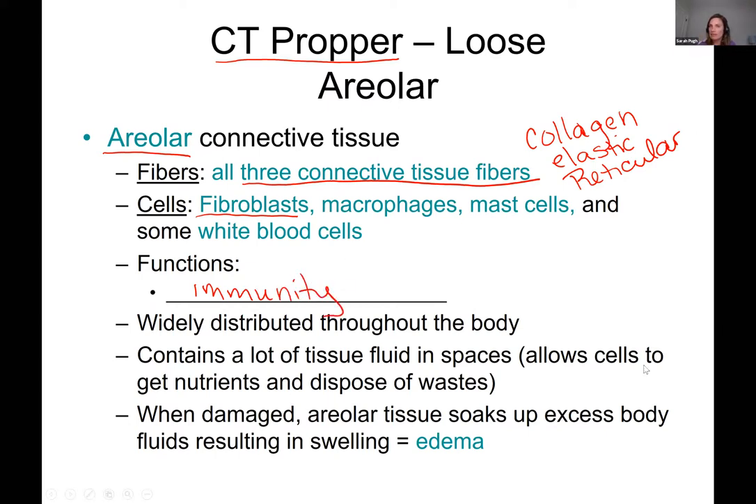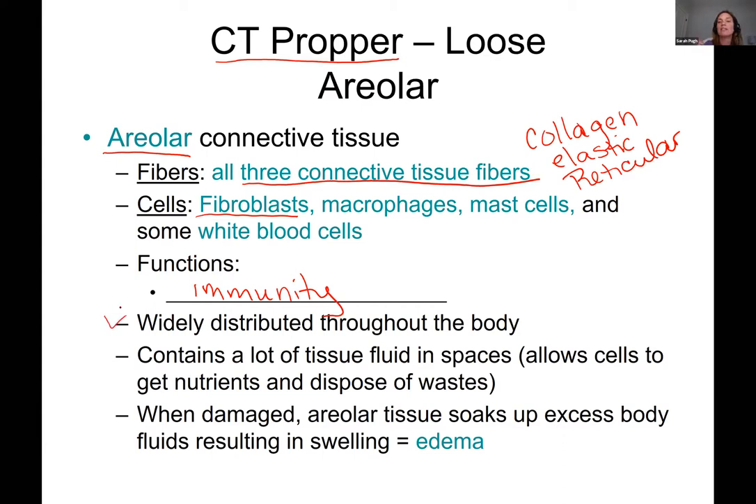Where do we find it? Everywhere. If its function is immunity, we're going to find it pretty much everywhere. Where we find areolar tissue is directly underneath our skin. So if you were to take your skin and peel off that first layer, that epidermis, right underneath that epithelial tissue, you have areolar tissue. So now think about where we find it. All over the body. That's great, because if you get a cut and something's able to make it through your skin, through your epidermis, through that epithelial tissue, you've got areolar tissue with white blood cells and macrophages and mast cells that are there ready to fight the infection. So we have it all over the body.